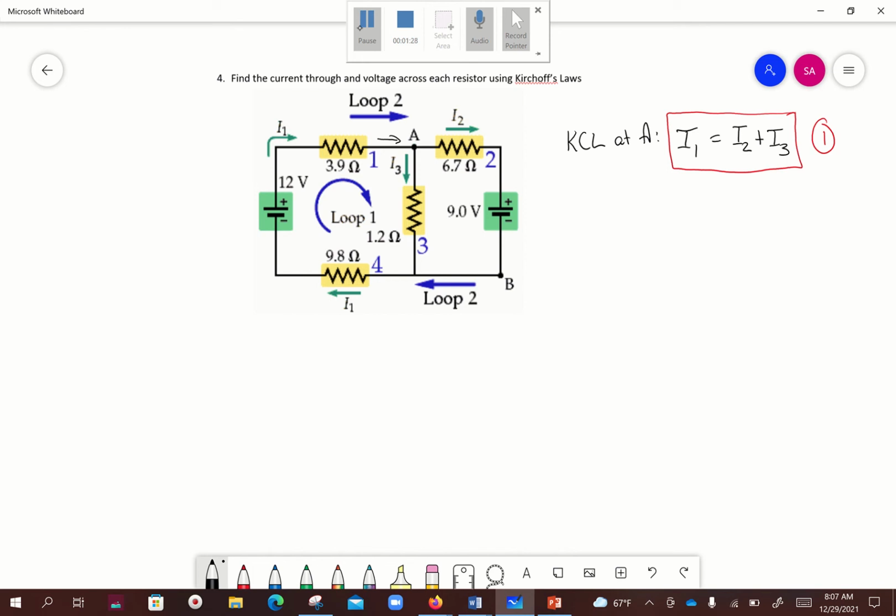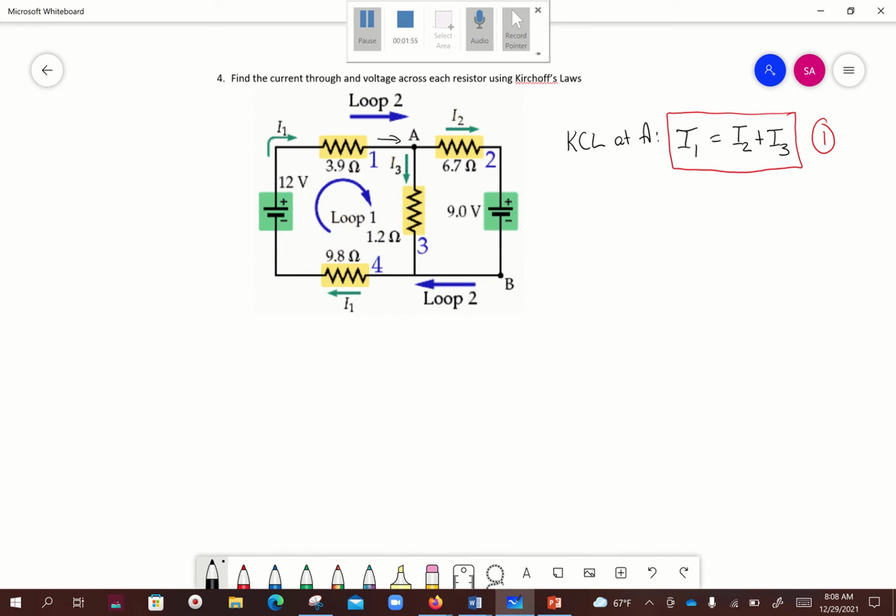One is the loop 1 shown here, just going around the left-hand loop. Here they took loop 2 is going around the whole outside. And the third loop we could do would be to go around the right-hand loop. And it doesn't matter which 2 you pick. The algebra should be basically the same steps and you should get the same answer. All right, so let's do loop 1 to get equation 2.